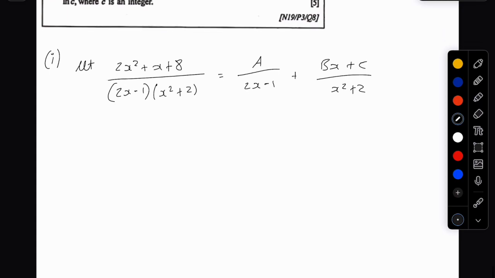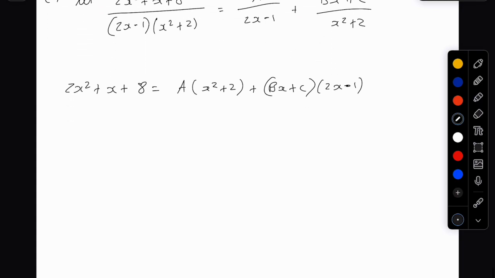And now what I'm going to say is just do the same thing that we've been doing before. So I'm going to say, fine, 2x squared plus x plus 8 is equal to A times x squared plus 2, plus bx plus c. And what I'm going to do, guys, is I'm going to multiply that by 2x minus 1. Okay. Now what can I do? Well, I can just isolate the A. How do I isolate the A?